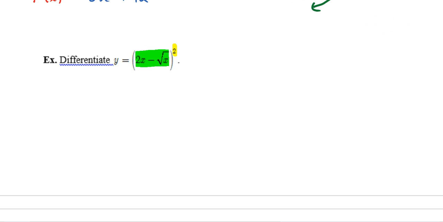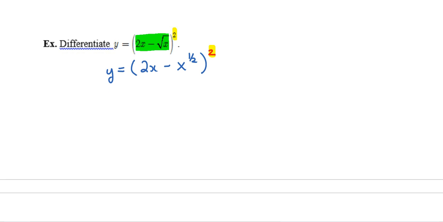Now, before you do this kind of problem, I recommend rewriting any square roots not as square roots, but let's just change all the radicals to powers. So this would be the same thing as y equals (2x minus x to the power of 1/2), all to the power of 2. And there's my 2 highlighted in yellow. So before we start, let's change this radical in red into a power, which is x to the power of 1/2.